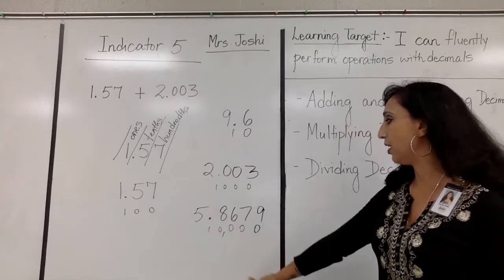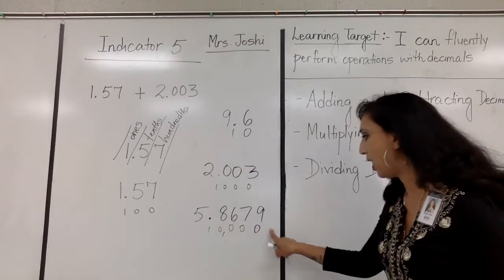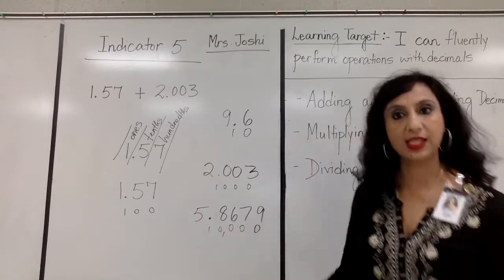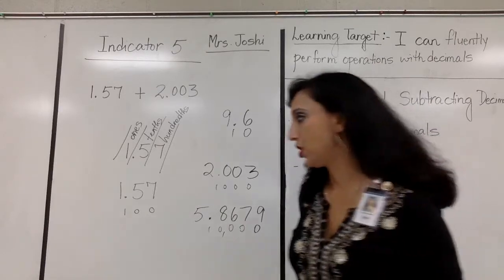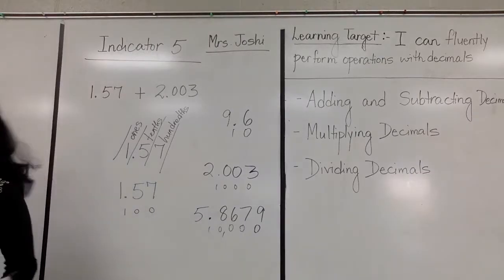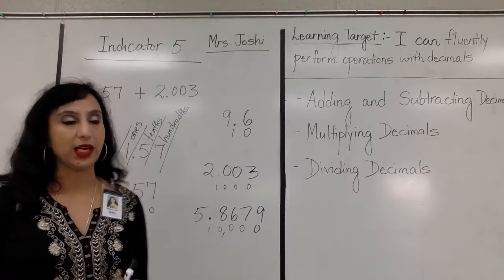If I had this, here we go. So in this case, it would be 5 and 8,679 10,000ths. Okay, so as simple as that. So I just wanted to make sure that you understand the place values before we start adding and subtracting.